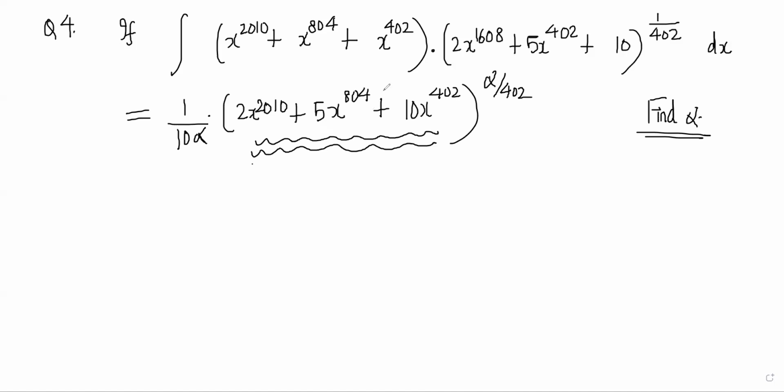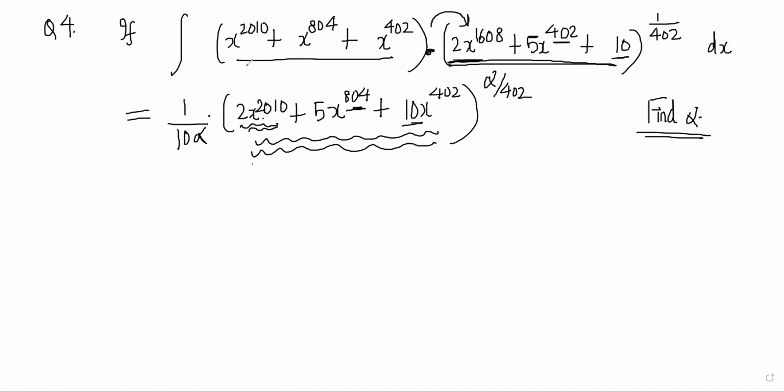So think about it. Here you have powers 2x^1608 and here the power was 2x^2010. The gap between this 1608 and 2010 is 402. Similarly, the gap between here and here, the powers are 402 and here are also 402. So it is obvious that I should take somehow a power of x^402 inside this, right?